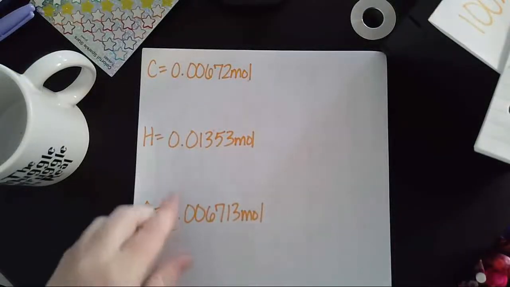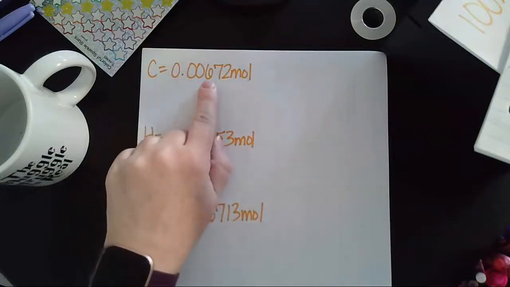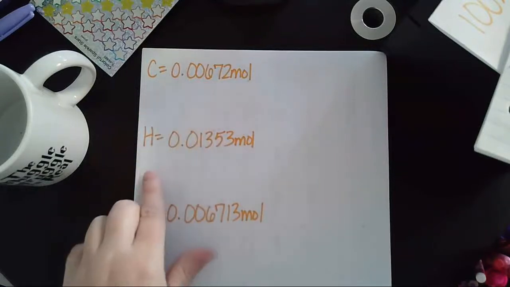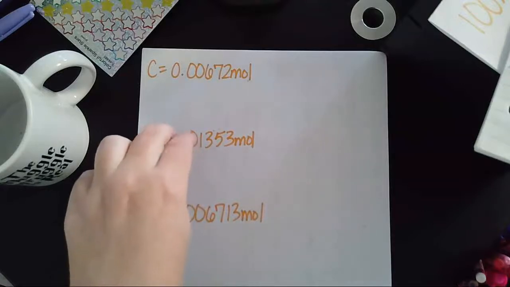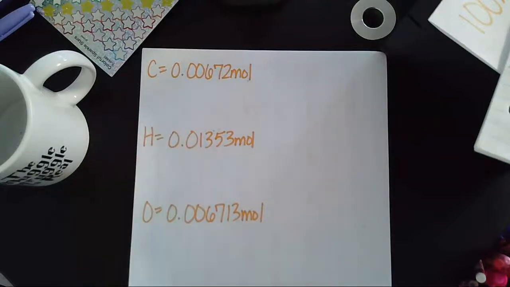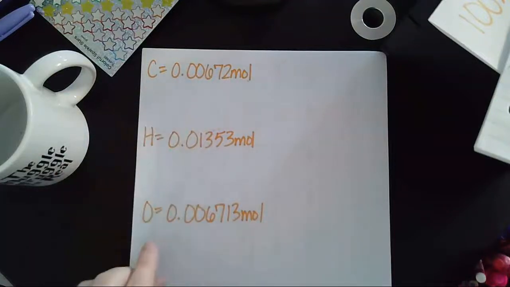So we look at decimal places. For carbon, our number of moles starts in the thousandths place. For hydrogen, it starts in the hundredths. For oxygen, it starts in the thousandths, which means hydrogen's the biggest one. So we're going to ignore that one for now. And now let's look at our other 2. Here we have 0.00672. Here we have 0.00671. So that means that oxygen is technically our smallest one.